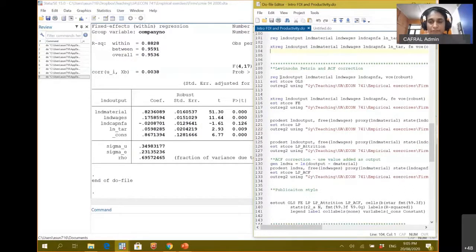So I'm going to run the following: OLS, fixed effects. I'm going to run LP. LP is Levinsohn-Petrin. I'm going to run an LP that also corrects for attrition. So remember, in the Olley-Pakes, there were 3 stages, right? You correct for exit, you correct for simultaneity, right? So this LP procedure only corrects for simultaneity. LP attrition corrects for both simultaneity and attrition or exit.